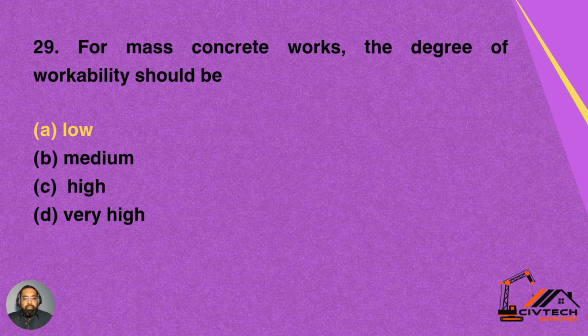Question 29. For mass concrete works, the degree of workability should be A low, B medium, C high, D very high. For mass concrete works, the degree of workability should be option A, low. So in case of bulk concrete, the degree of workability should be low.